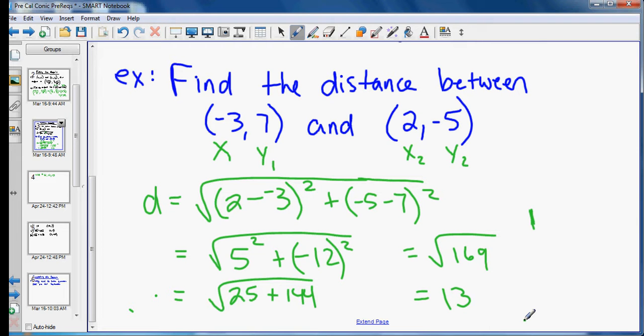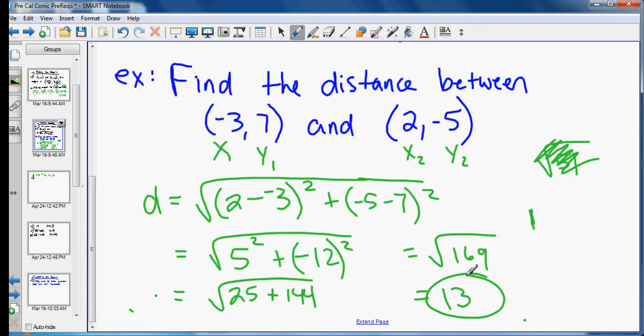For those of you taking my class, if it doesn't come out even, please leave it in radical form. We want to be more accurate by leaving it in radical form. So for something like square root of 51, that doesn't have an even root, so just leave it as the square root of 51. Don't do the decimal, leave it as the square root form. But this one was nice, ended up an even 13.